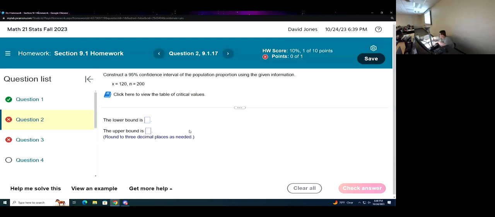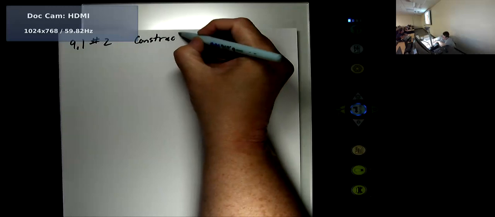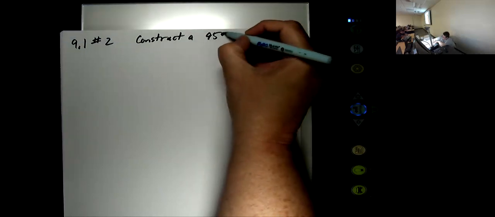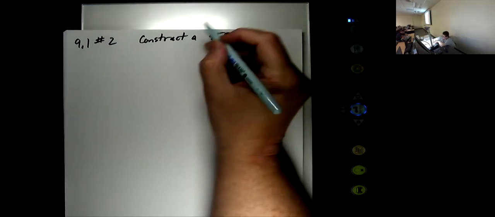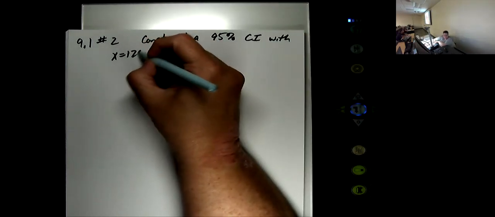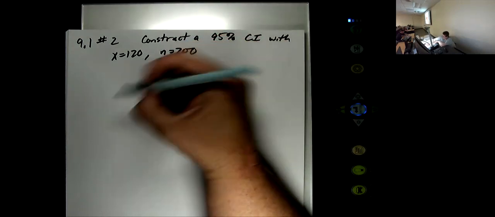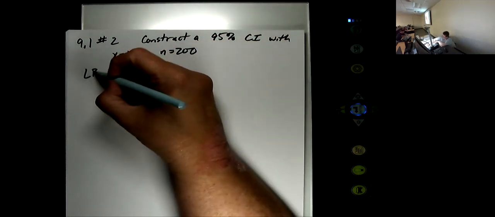Number 2. Construct a 95% confidence interval with x equals 120, n equals 200. So they want the lower bound and they want the upper bound.